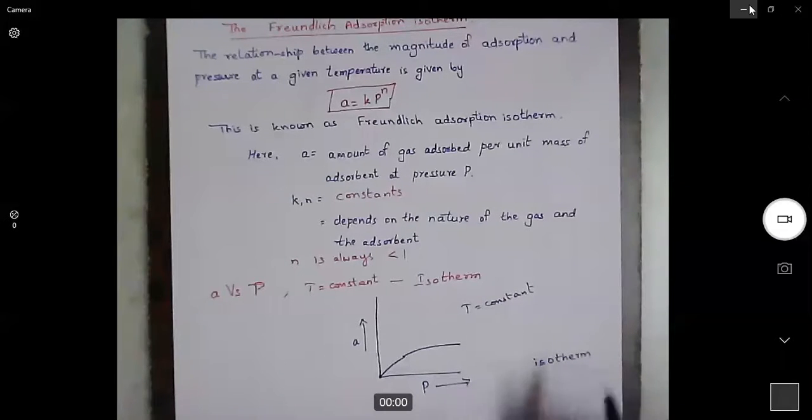Isotherm means a graph developed for the amount of substance adsorbed versus pressure at constant temperature. At constant temperature, the graph is called an isotherm.